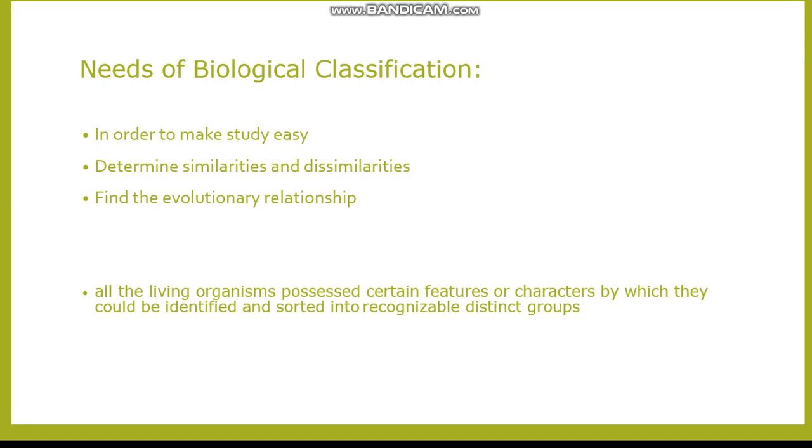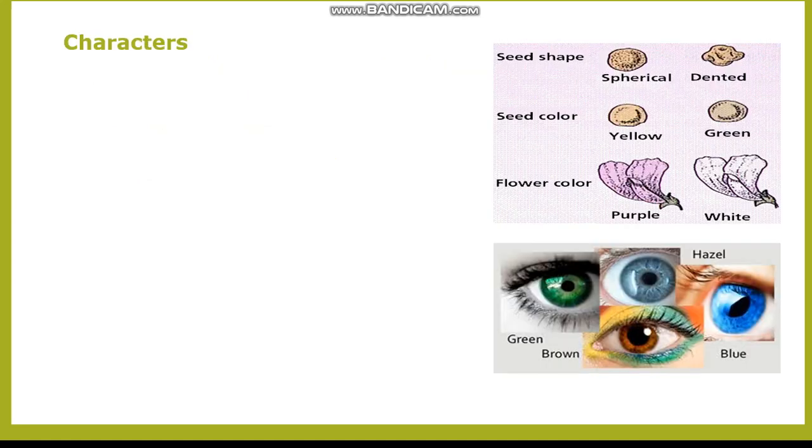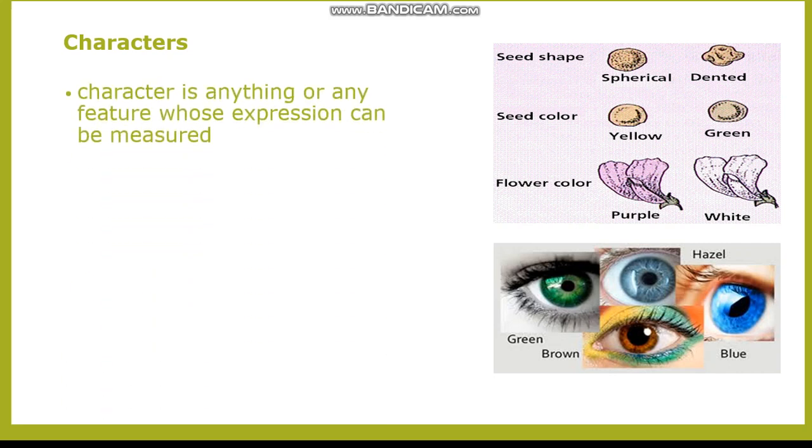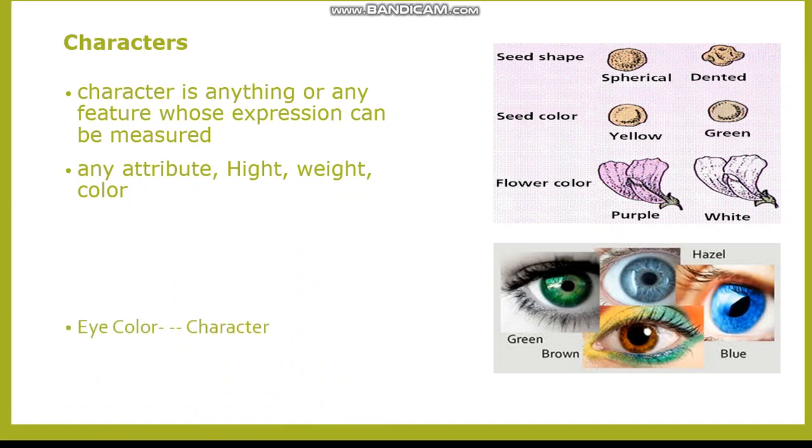All living organisms possess certain features by which they can be identified, sorted or grouped into distinct groups. These features are called characters. We define a character as any feature of an organism whose expression can be measured, any attribute of an organism like its height, weight, color or anything else.